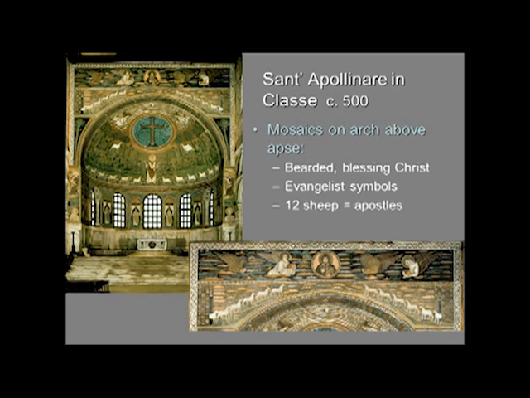Along the arch, on the curve of it, are 12 sheep. And of course, we've seen this symbolism before in early Christian sarcophagi. The 12 sheep right below Christ probably refer to the 12 apostles.